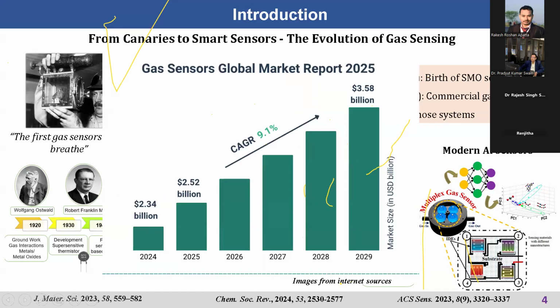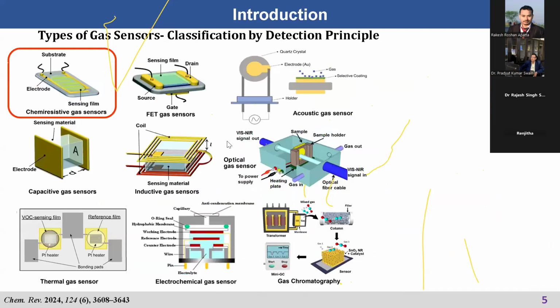Next comes the global market, and how the gas sensor market is increasing. It was 2.3 billion in 2024, and it is expected to increase to 3.58 billion by 2029. Okay, so coming back to the types of gas sensors.